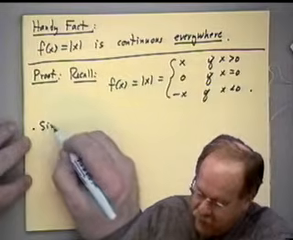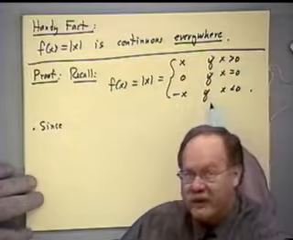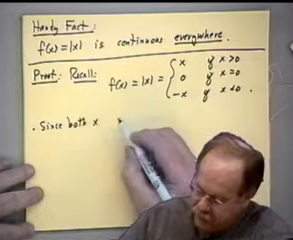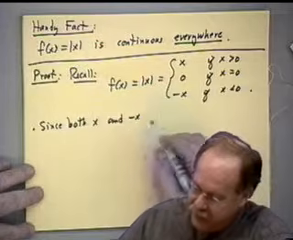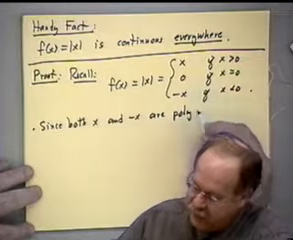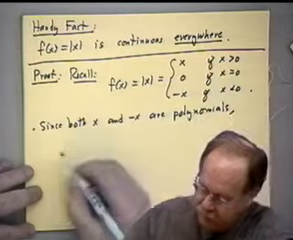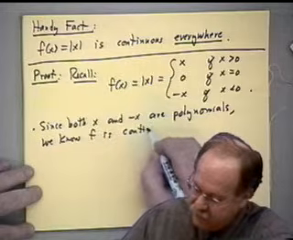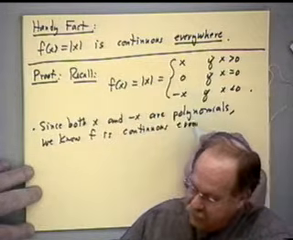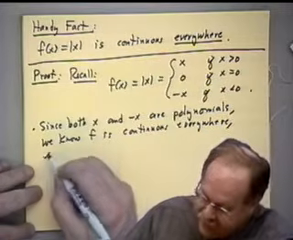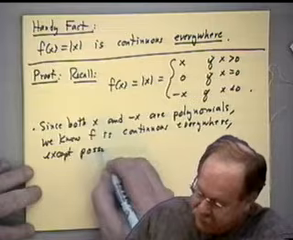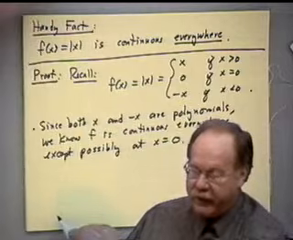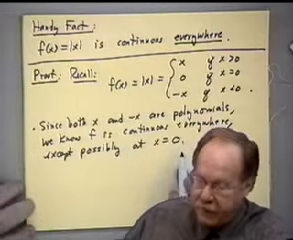Now, we can argue that we know about its continuity almost everywhere. Since both x, the top, and minus x, the bottom here, are just very simple examples of polynomials, we know that f is continuous everywhere except possibly at x equals 0, the one place we haven't checked. So this is the point we're going to check now.